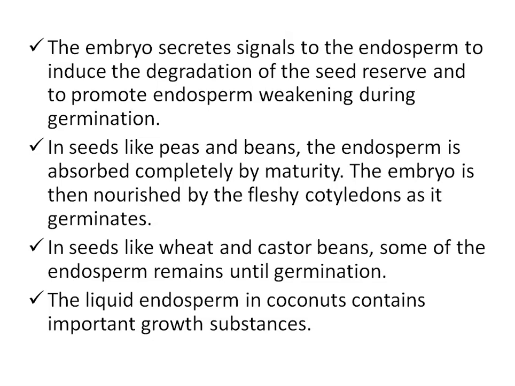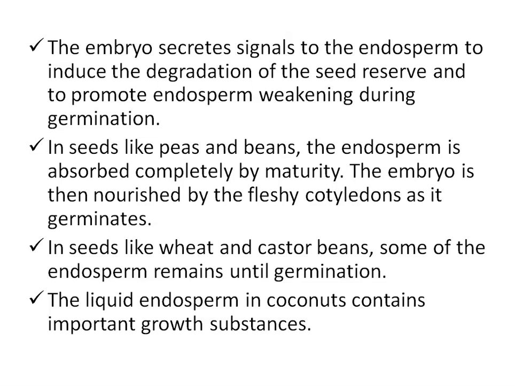In seeds like peas and beans, the endosperm is absorbed completely by maturity. The embryo is then nourished by the fleshy cotyledons as it germinates. In seeds like wheat and castor beans, some of the endosperm remains until germination. The cotyledons are thin and membranous here and absorb food stored in the endosperm when the seed germinates. The liquid endosperm, in the case of coconuts, contains important growth substances.